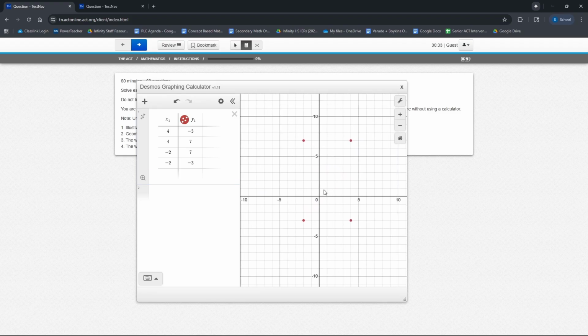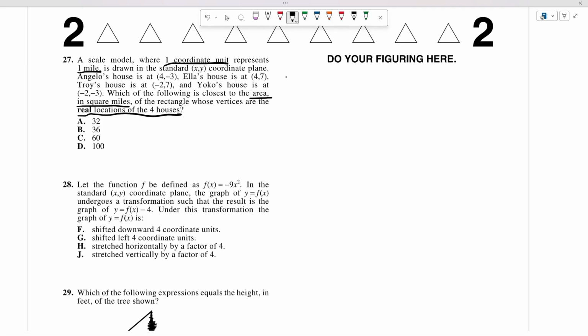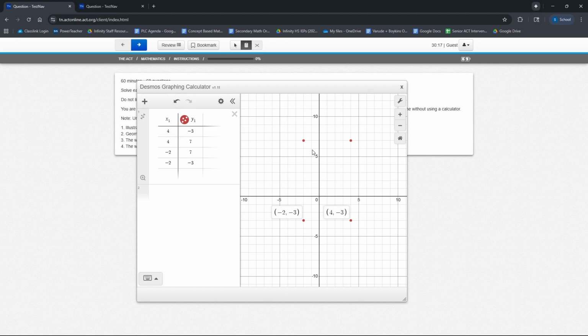Okay, you can see from looking at this, the base goes from -2 to 4. That's going to be 6. So our area is based on its height, right? It's the first thing to remember. Our base is going to be 6, and our height is going to be from -3 to 7, right? That's our height. That's going to be 10.